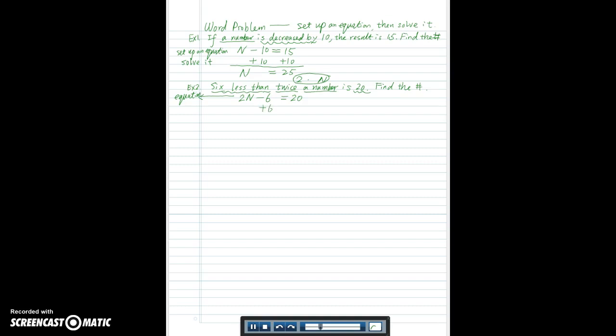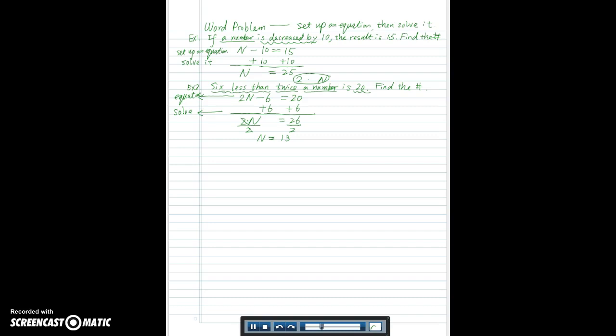So here we add 6 to try to get 2N by itself, and then we try to get N by itself by the opposite operation. Because the operation between 2 and N is multiplication, we do the opposite operation, that's division. So divide both sides by 2, so N equals 13. Okay, so this is how we use an equation to solve the problem. And always set up the equation and then solve.